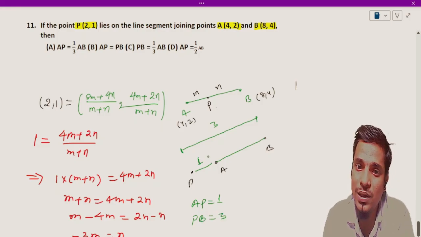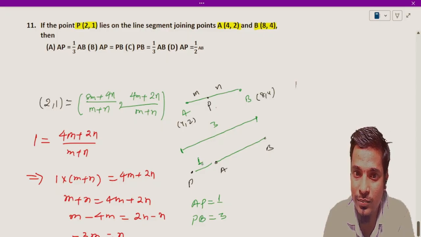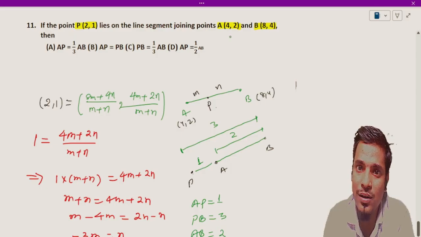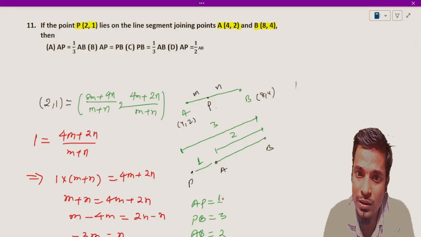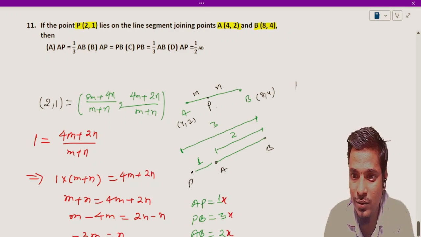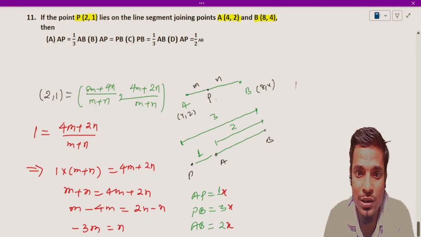Here these are the ratio. As P to B is 3 and P to A is 1, so A to B will be 2. Means AB will be equal to 2 parts. Or we can write it as this is 1 times x, this is 3 times x, this is 2 times x, as this is in the simplest form. Always we know the ratio is written in simplest form.